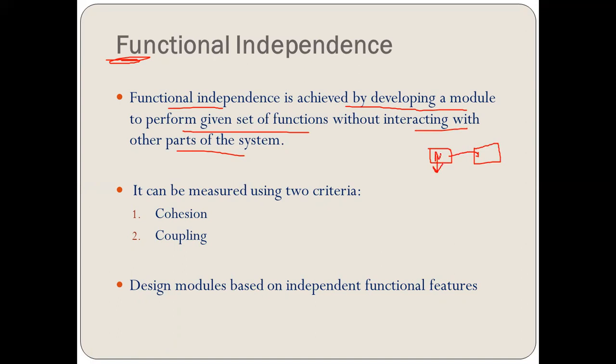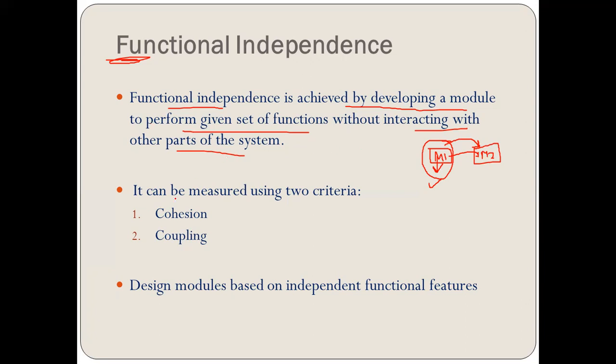Let's say this is module 1. It should be able to work independently. Then this independence is achieved. And if it needs the help of another module, it needs to interact, and the dependency is there from this module to perform its function, then the dependency exists among these two modules, right?